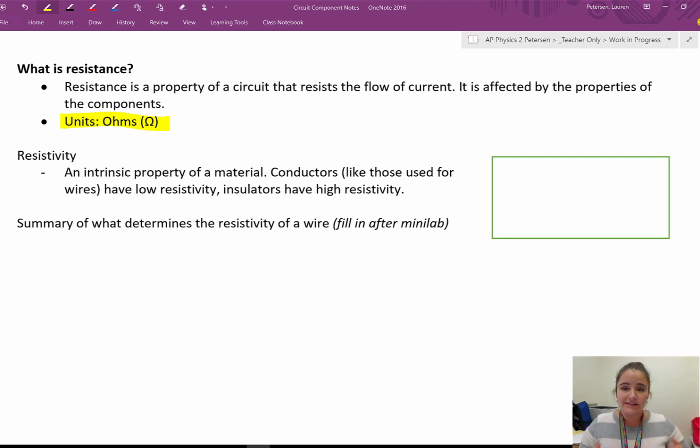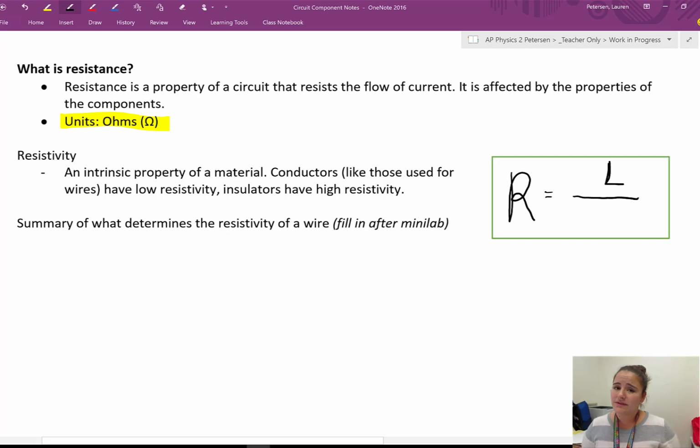So resistance depends on a couple of different things. We're just gonna visualize this as kind of a piece of a wire. Okay. If you have a longer wire, you're gonna have more resistance. Okay, because there's more of it to get through. So resistance is directly proportional to the length of something.